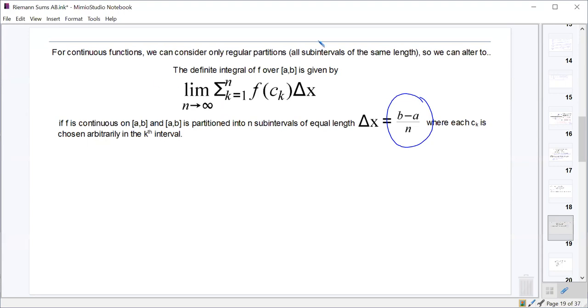Everybody good or no? Wouldn't delta x just be 0 then if n is infinity? No, because n's not infinity, it's approaching infinity. But effectively, yes. Don't worry, you'll see.